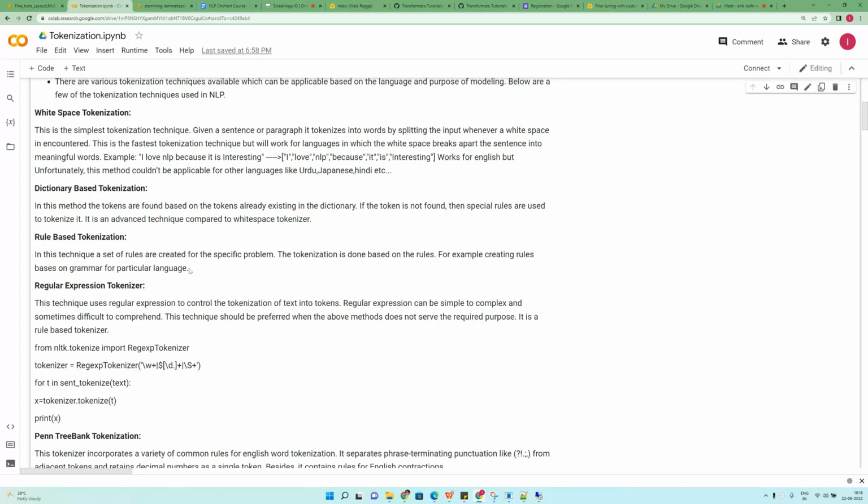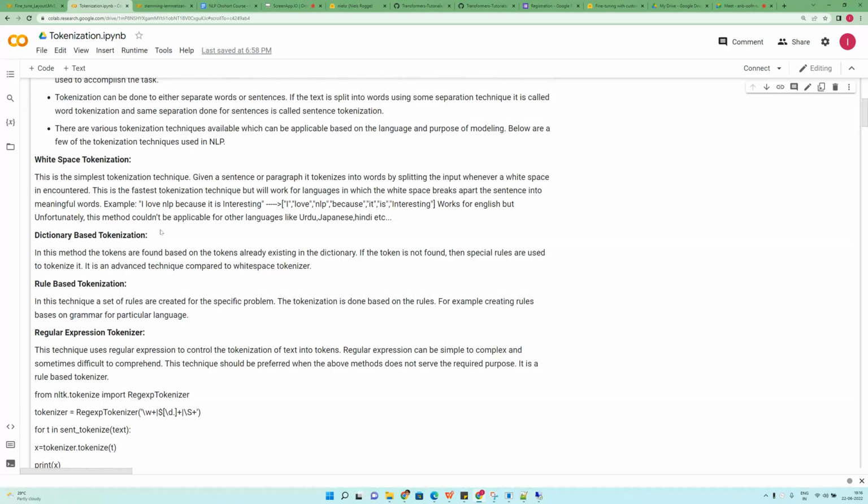I want to divide it by comma, or I want to divide it by question mark. So it depends upon what problem you are solving, and if you know specific rules that make sense to tokenize the text, then you can add those rules as part of tokenization.